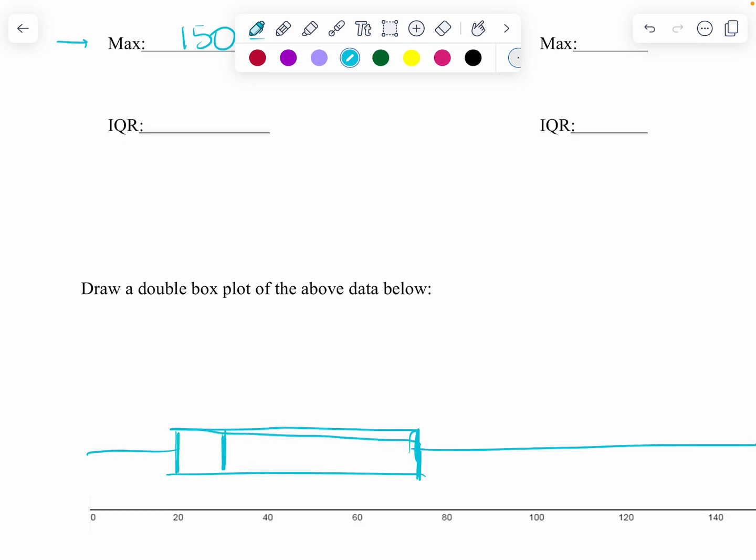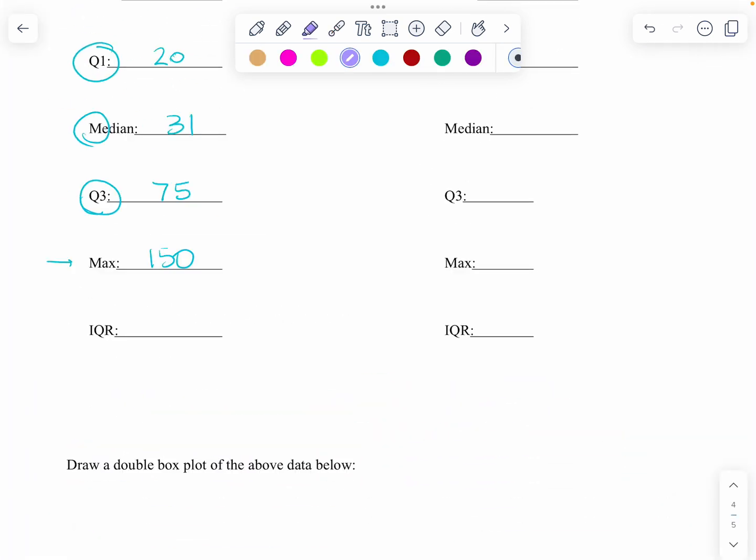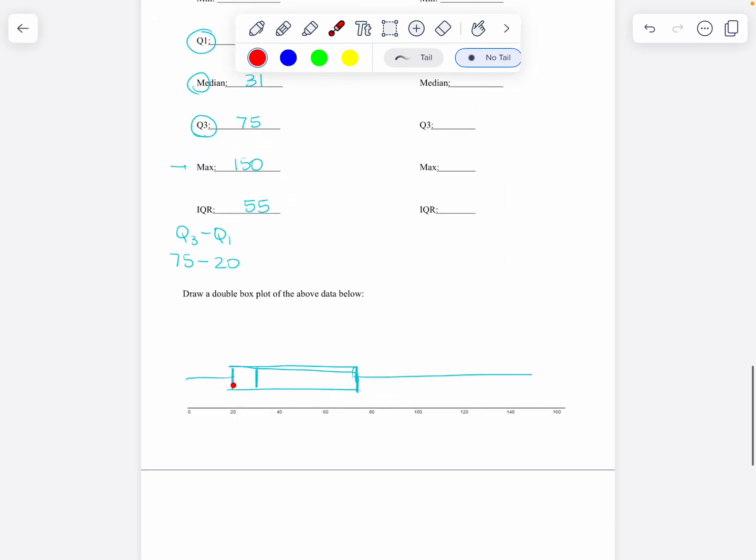The IQR, remember, stands for inner, which is the box, right? Inner meaning the box. Q is referring to the quartiles, meaning Q1 and Q3. That's what that Q is for. And then the R stands for range, and the range is the gap between the numbers. So we're just going to subtract Q3 minus Q1. Q3 is 75, Q1 is 20, so our IQR is 55. And remember what that really is: the size of this box.